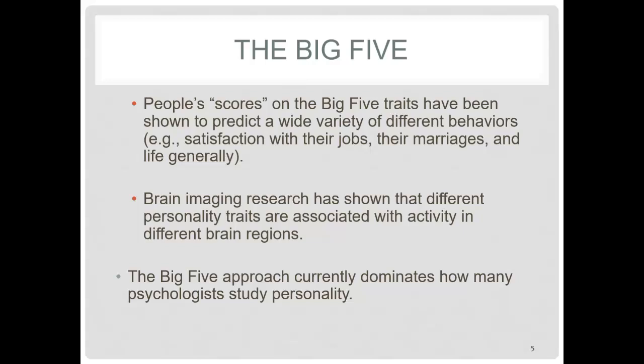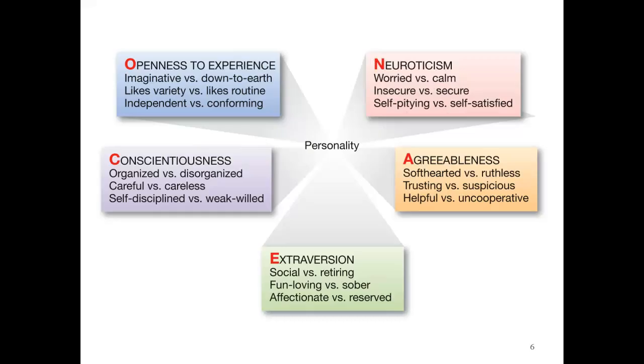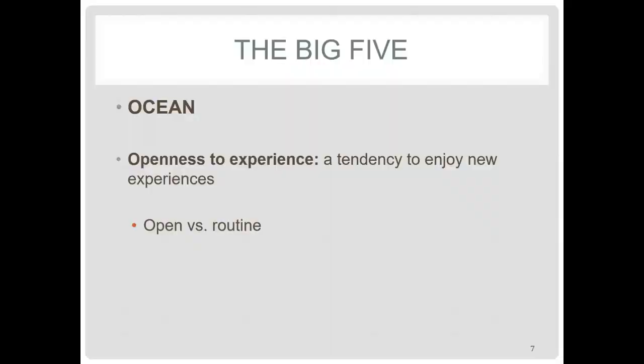So right now, the Big Five is the dominant theory for personality psychologists. So we've got the 5 factors here. Let me check my next slide.